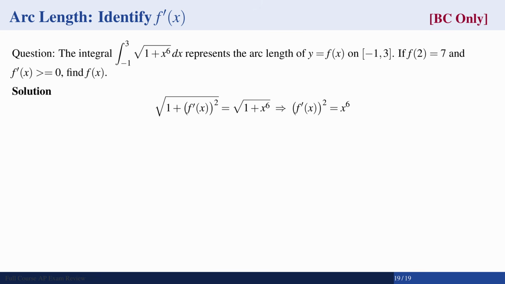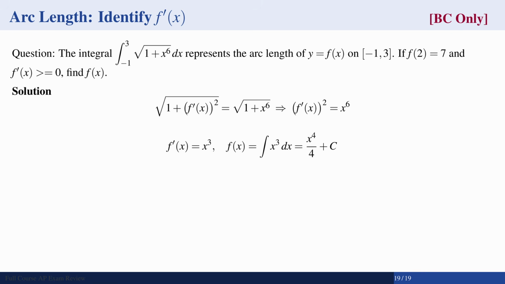So for the solution, first thing we do is we look at the integrand and we recognize this is an arc length integral. So the square root of 1 plus f prime squared, which is the square root of 1 plus x to the 6th, kind of tells us that f prime squared is x to the 6th. So that means that either f prime is x cubed or negative x cubed. Since the problem says that f prime is greater than or equal to 0, that tells us that f prime is positive x cubed. I'm thinking about it now, this is like a slightly more complicated question, but let's not worry about that at the exact moment. Let's just carry this through.